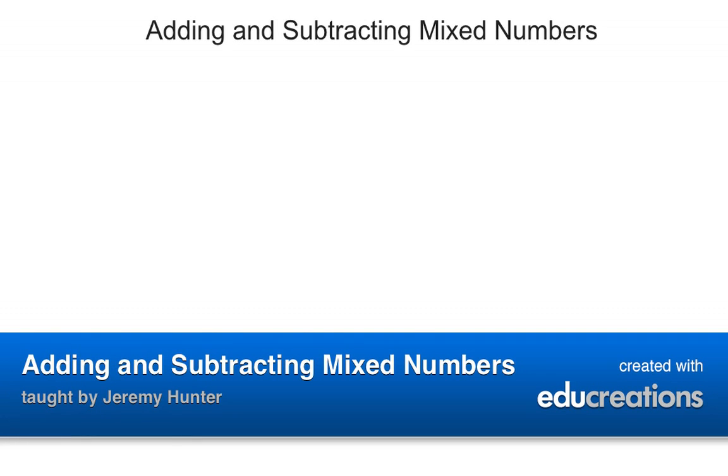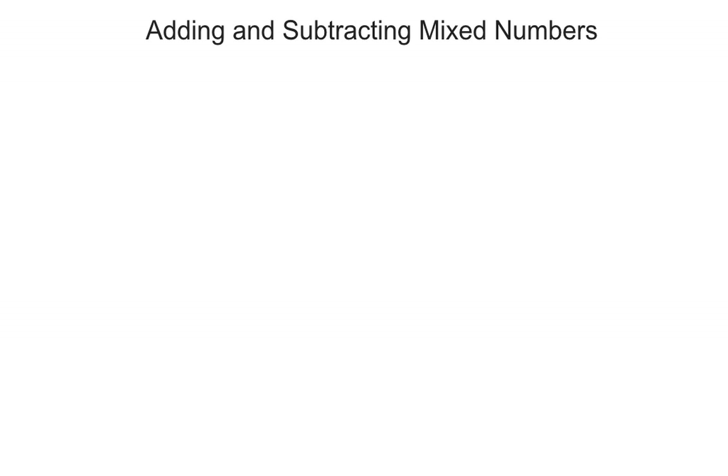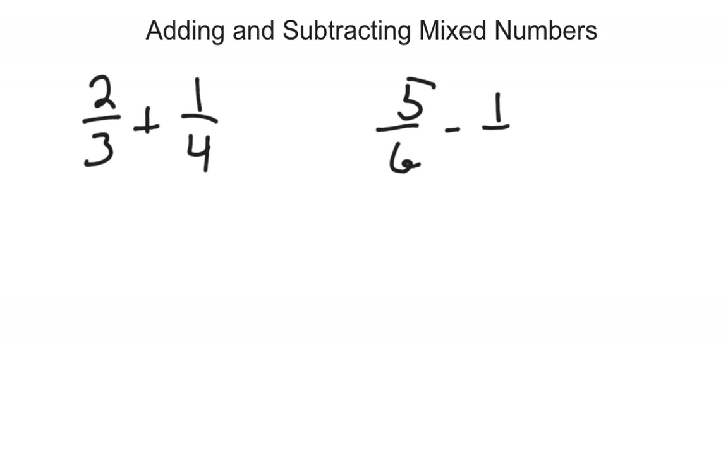Hey guys, today's lesson is on adding and subtracting mixed numbers. So we've already been working with adding and subtracting regular fractions, where we're doing something like 2/3 plus 1/4, where we know we have to get common denominators, and then we can add them together. Same thing with subtracting. We've done things like 5/6 minus 1/6, and that ends up equaling 4/6, and then you reduce that to 2/3.